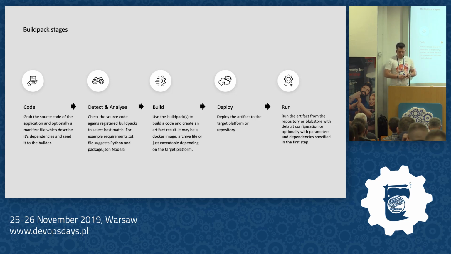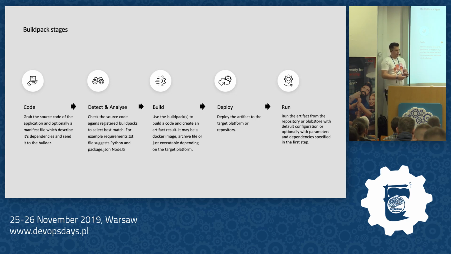The stages of using a buildpack are, first, grab the source code, either pack it or send it somehow to the builder image or builder container. Also, sometimes, depending on the platform and the solution, there will be a manifest which describes other dependencies on the cloud. So, for example, in Kubernetes, maybe we want to create an ingress or load balancer or any other dependencies. The second step is detect and analyze.